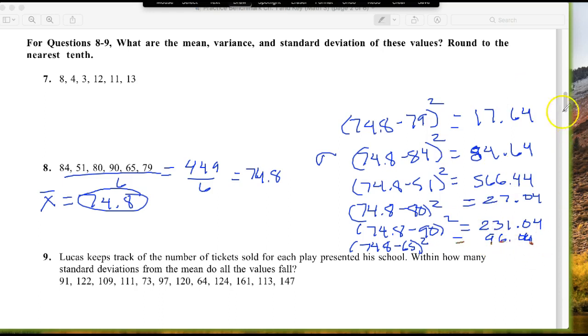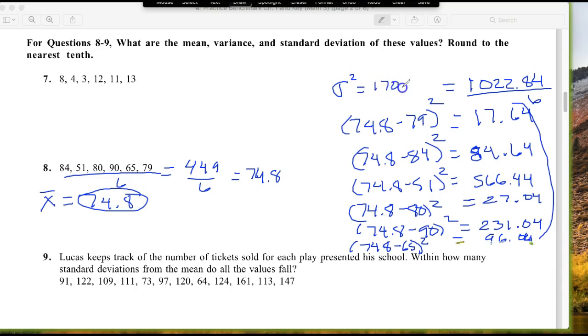So I'm going to find the average of these. Add those all together, and if you do that, you're going to get 1022.84. That's all of these added together. And to find the average, I'm dividing by 6, and that's going to give me my variance, which is 170.47, or about 170.5. There's your variance.